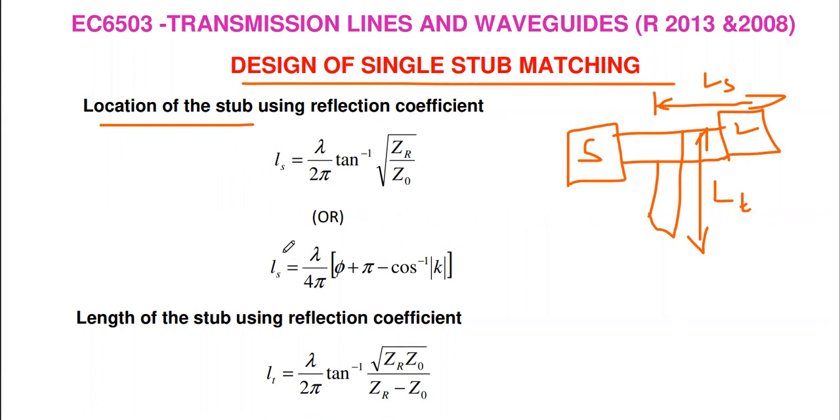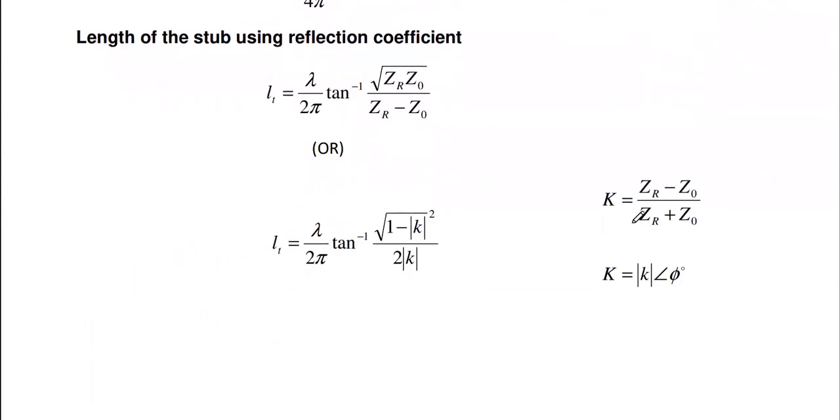Or we may use the location of the stub equal to lambda by 4 pi times (pi minus cos inverse of modulus of k), where k is the reflection coefficient. What is k? You already know the reflection coefficient is calculated by ZR minus Z naught divided by ZR plus Z naught. In our problem, the load impedance and characteristic impedance will be given. Using them, first we have to find this reflection coefficient, which is a complex quantity, some A plus jB.